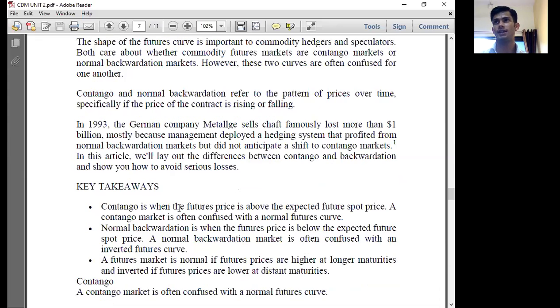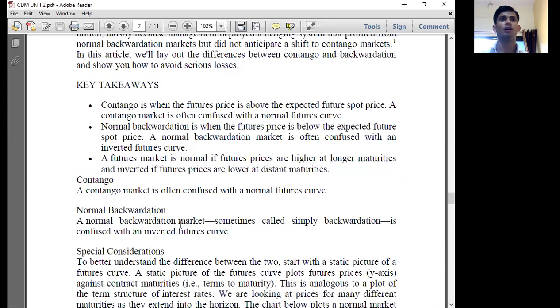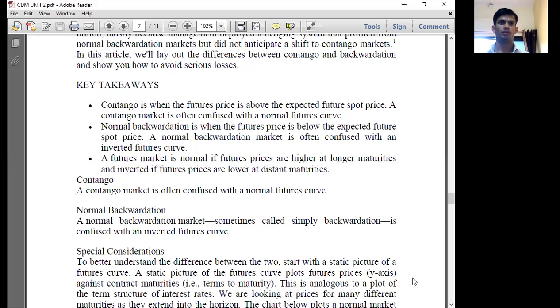सो की टेक अवेज आहेत त्याच्यामध्ये. तर की टेक अवेज आहे, contango is when the future price is above than expected future spot price. Contango मध्ये काय असतं, your future price is above than future expected price. Okay, contango is whether the future price is above than expected spot price. A contango market is often confused with normal future curve.